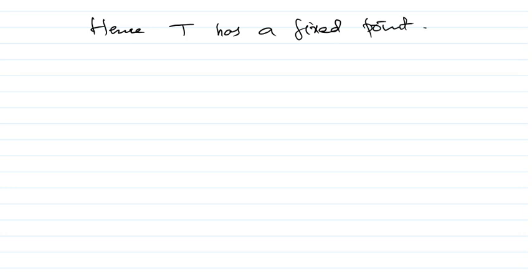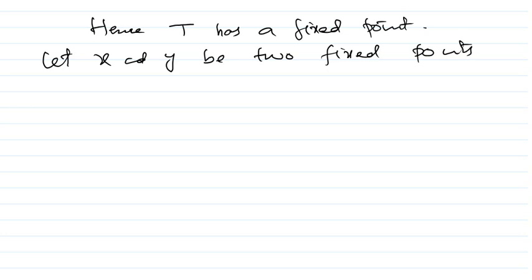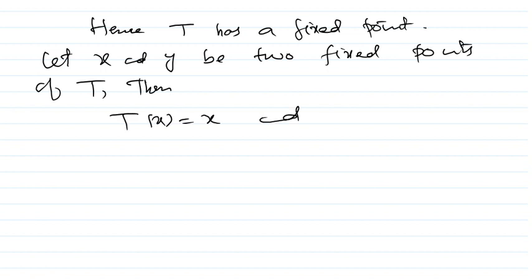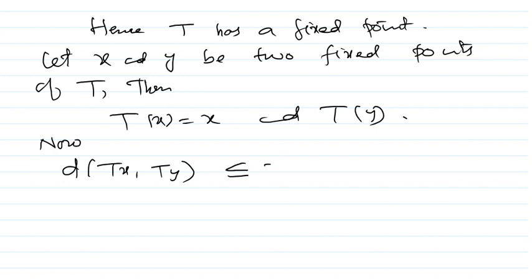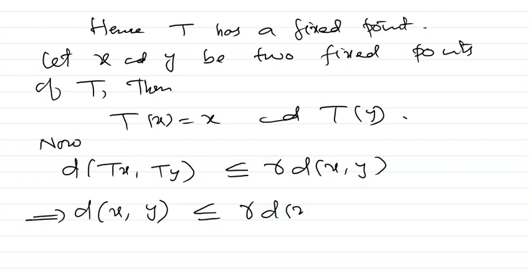Now we prove that T has a unique fixed point. If it has two fixed points, let x and y be two fixed points of T, then T of x is equal to x and T of y is equal to y. Now let us see the distance between Tx and Ty by applying the definition of contraction. It's less than or equal to r times the distance between x and y. Tx is the same as x, Ty is the same as y. Since x and y are two distinct points, the distance is positive, which means that 1 is less than or equal to r. A contradiction, as r is less than 1.